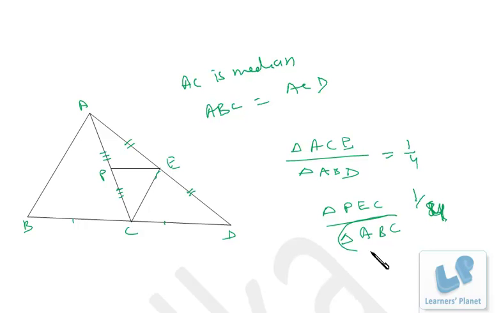Okay, be careful about it. This is ABC and this is ABD. ABD is the entire triangle. ABC is just half of the triangle. I hope you are clear.